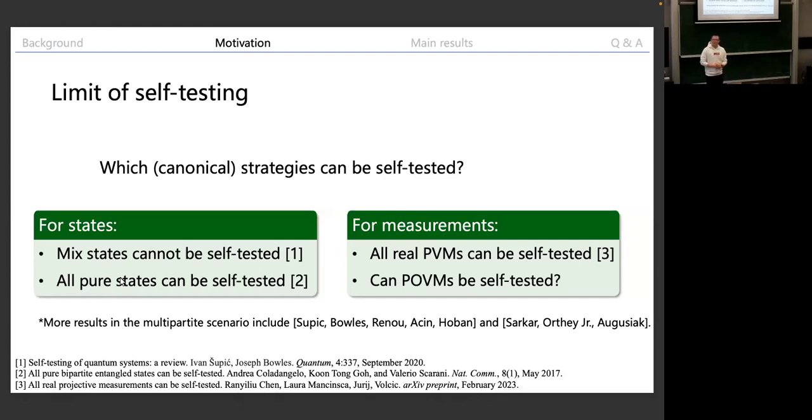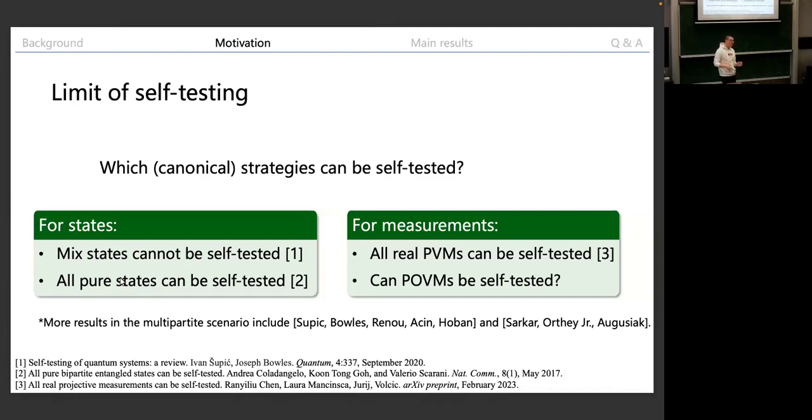So the picture for states is rather complete, but for measurements it's not quite so. I think the most general result we know for measurements is that in the bipartite case, all real projective ones can be self-tested, and there are also some results in the multipartite scenarios, which I'm not going to mention today. But still, we don't. Is the proof constructive? Yes. It's like you have a state and then you build a non-local game.